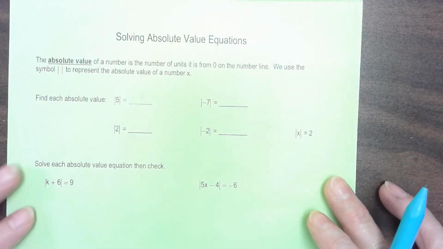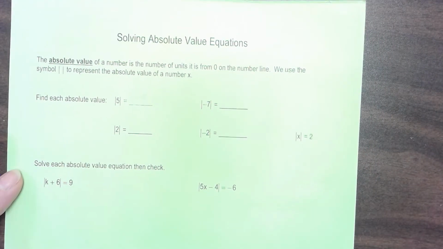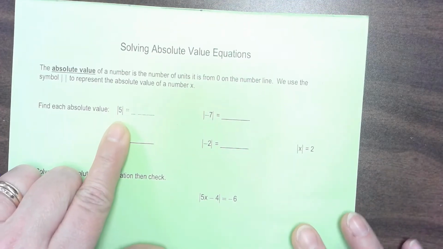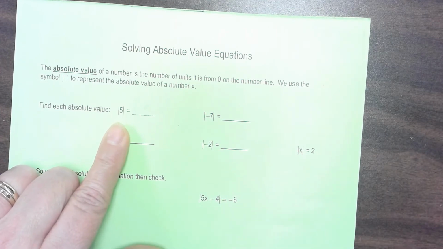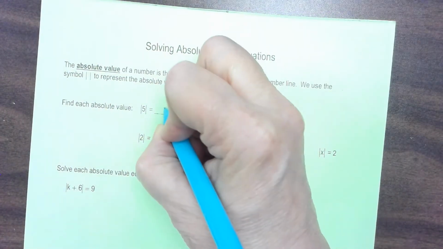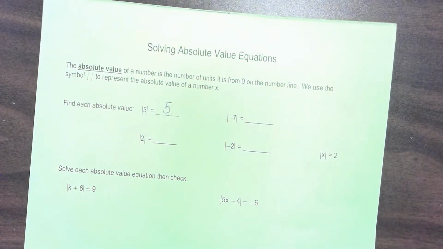So you have your green sheet, and it just reminds us that the absolute value is distance from 0 on the number line, and that distance has got to be positive. That's going to make us think on one of these problems down below. And we use the symbol of the bars to represent the absolute value of a number. So when we're asked to find the absolute value of a number, what's the absolute value of 5? We're asking a different question. How far is 5 from 0? The absolute value is 5. It is 5 units from 0.